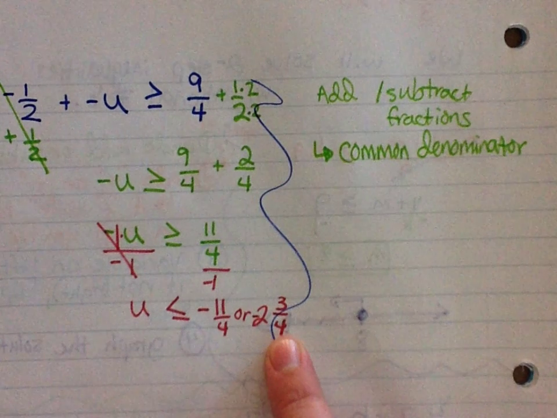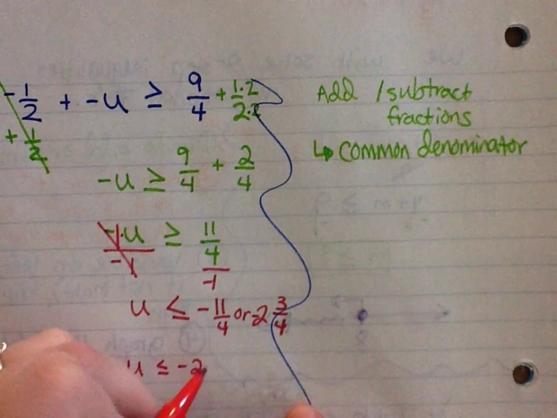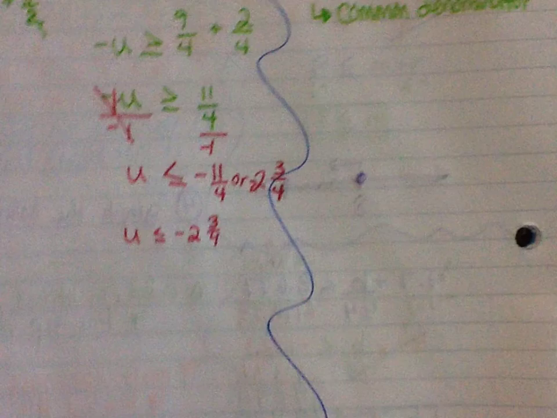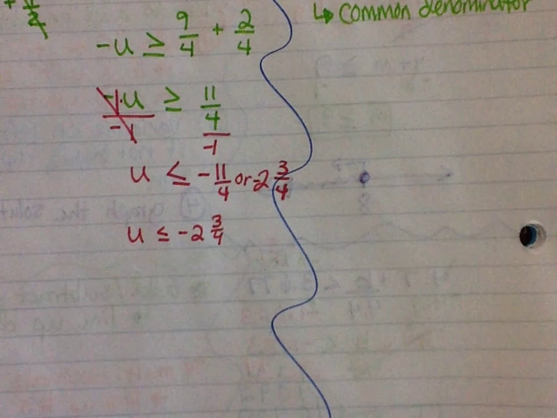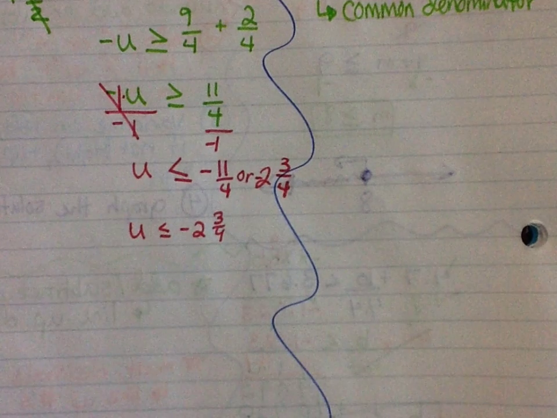Does that make sense? Okay? So I could say u is less than or equal to negative 2 3/4 as well. Which 2 numbers is this going to be in between? 1 and 2? Careful. Which 2 numbers is this going to be in between? 2 and 3.